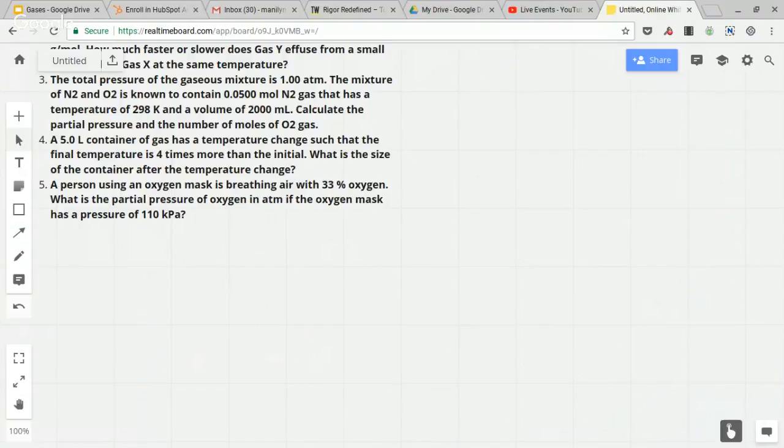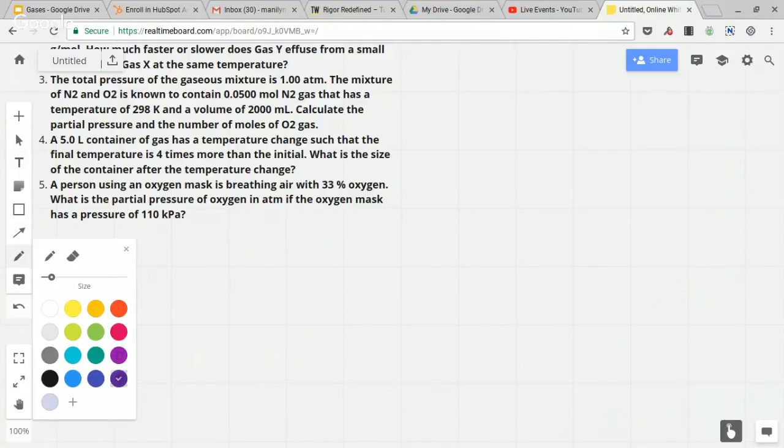Are we ready for problem number 3? Problem number 3 talks about total pressure. Let's read. The total pressure of the gaseous mixture is 1 atmosphere. The mixture of N2 and O2 is known to contain 0.05 mole N2 gas that has a temperature of 298 Kelvin and a volume of 2000 mL. Calculate the partial pressure and the number of moles of O2 gas. Now it's obvious, you have some keywords that will help you identify the right gas law for this.